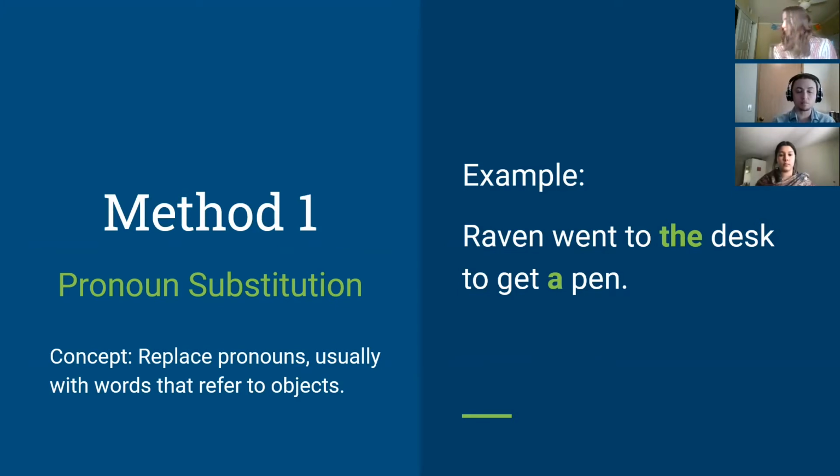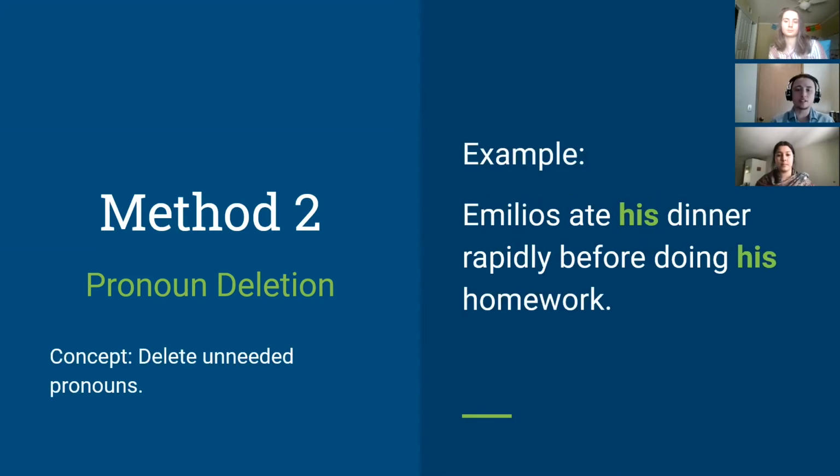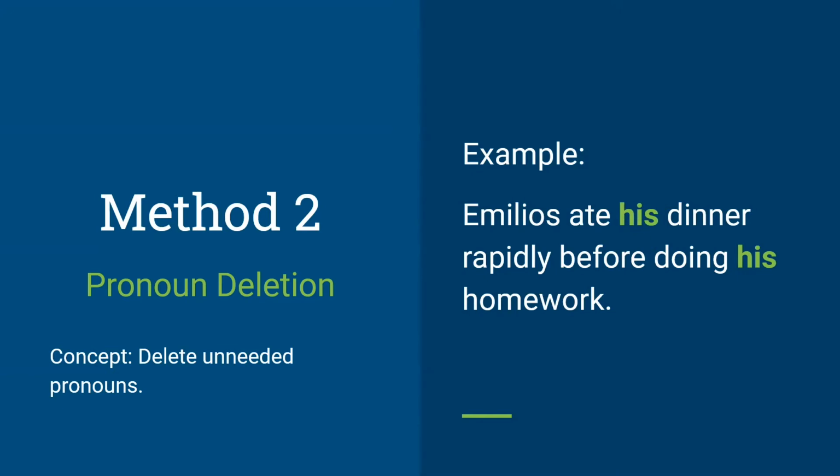The next method I'm going to show you for removing gender is pronoun deletion. As you start practicing this, it will, at least for me, it was pretty astounding, and it might surprise you as well, just how many times we use pronouns, we don't even need them. So here's an example of that. Emilios ate his dinner rapidly before doing his homework. I can actually just completely delete those words entirely and get Emilios ate dinner rapidly before doing homework. No information is lost here. We all know what's going on.